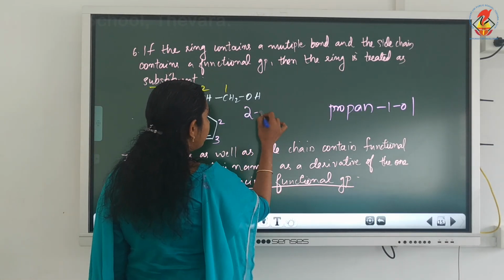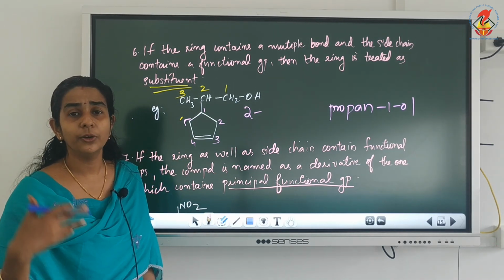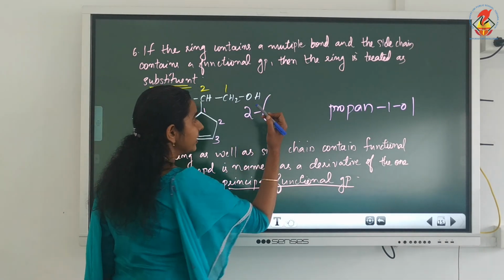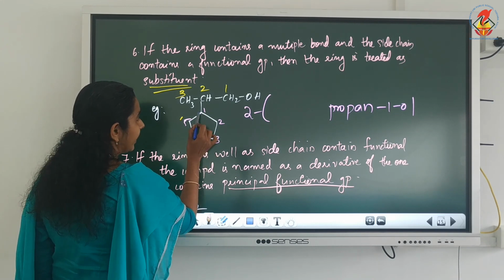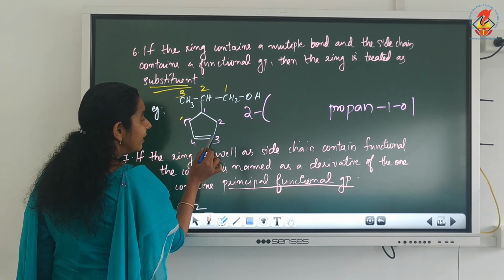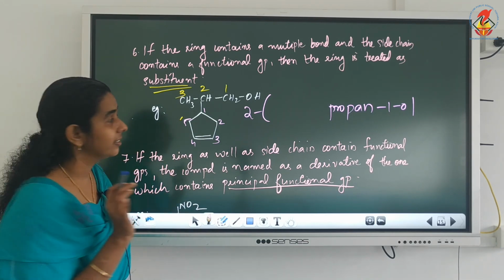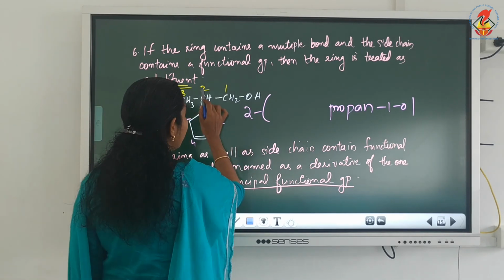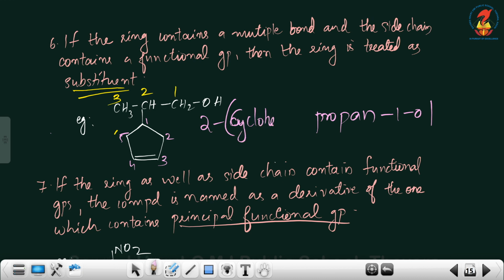On the second carbon, a branch containing again a multiple bond or functional group, then we have to write it always inside a bracket. On the second carbon what do we have? Yes, a cyclohexane ring containing a double bond at the third carbon. Between third and fourth means it is 3-ene. So how can we name it? On the second carbon of the parent chain we have a cyclohex-3-enyl.